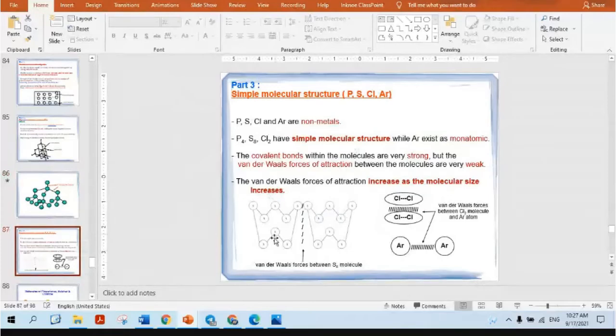This is S8, the simple molecular structure for sulfur; chlorine has 2 atoms, argon is just a monoatom, and phosphorus is P4. The van der Waals forces of attraction increase as the molecular size increases. Here you have to know that within chlorine it is a covalent bond, and between a chlorine molecule and another chlorine molecule it is van der Waals forces. Different types of forces, so you have to be careful.